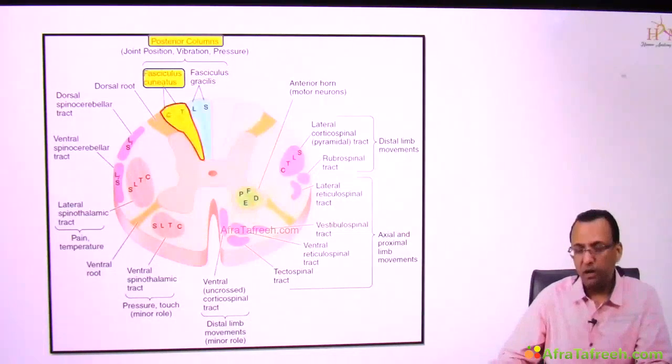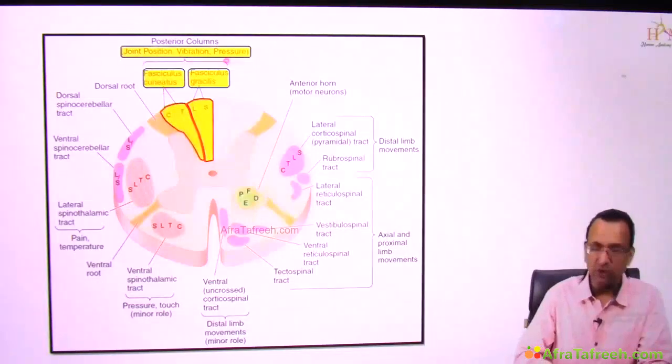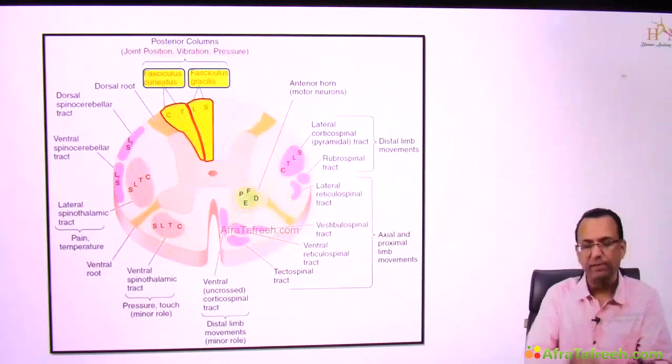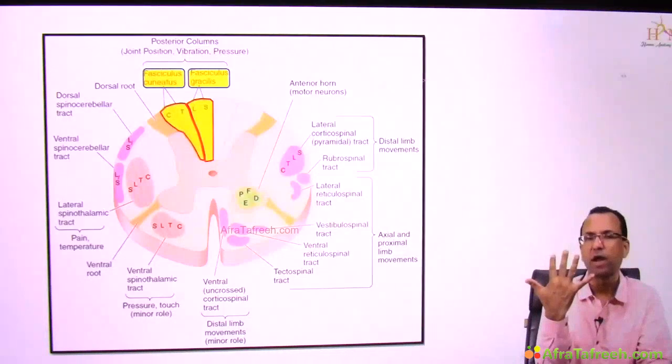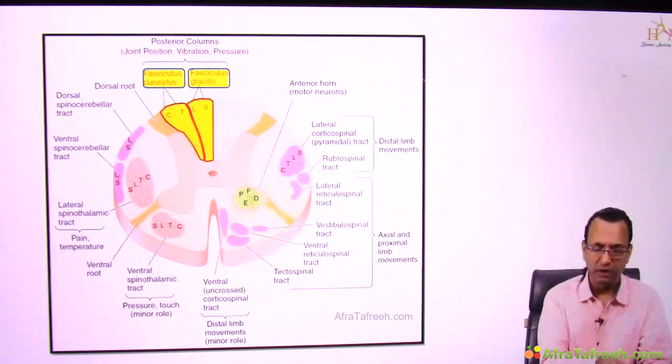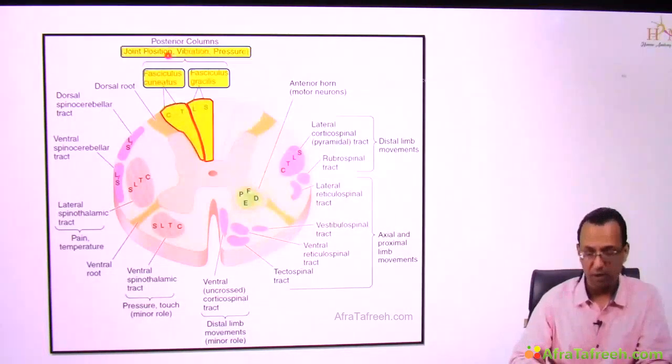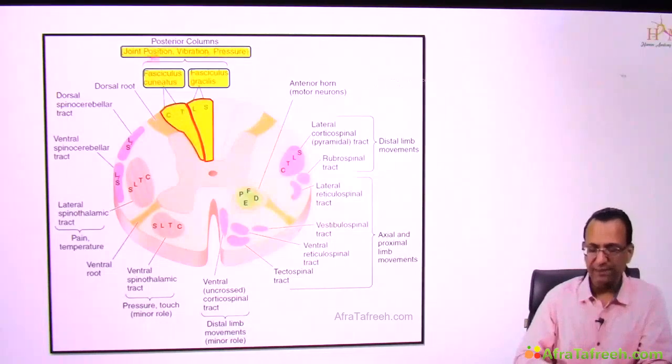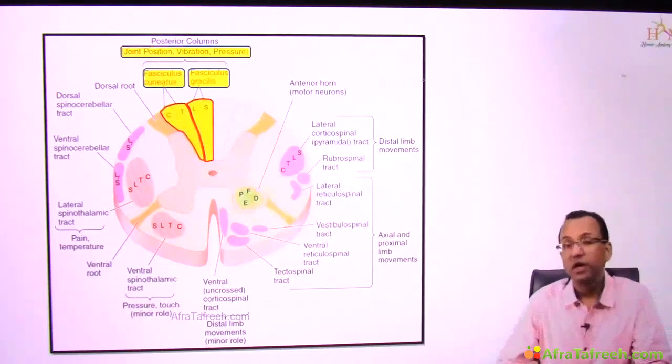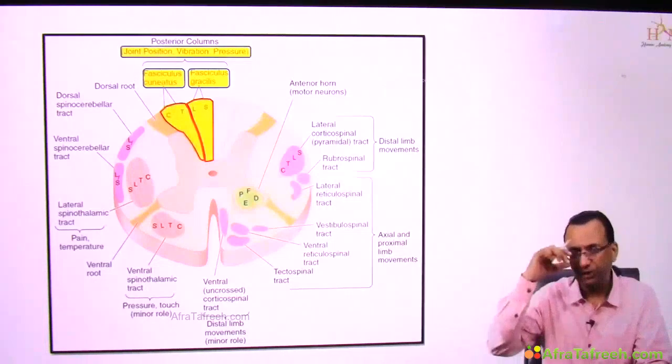Now, they are carrying some sensation. The dorsal column carries some sensation, which will actually be five sensations we will be talking about. But here, just remember touch and pressure for the time being. So, it is carrying touch and pressure. Dorsal column carrying touch and pressure.